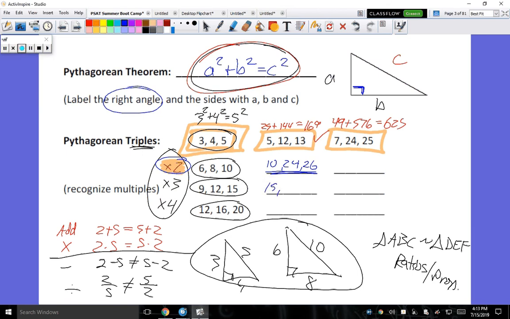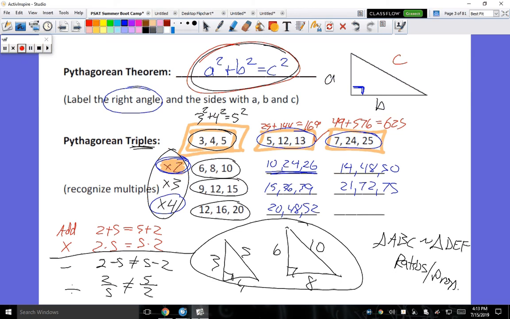15, 36, 39. Remember, you're multiplying this now by 4: 20, 48, 52. Good. Let's do now this. What's scale factor of 2? 14, 48. Good. Now factor of 3? 21, 72. Good. So some people are a little faster than others.